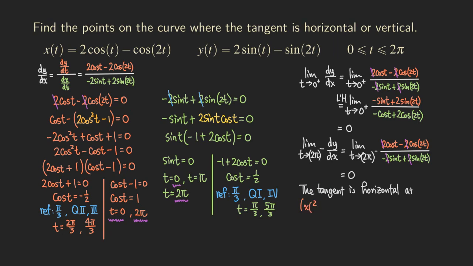We're going to get x of 2 pi over 3, and then y of 2 pi over 3. So that's one point. And then the other point is going to be 4 pi over 3, so you get x of 4 pi over 3, y of 4 pi over 3. And then there should be more, right? There was also the 0, so that's x of 0 and y of 0. In fact, you're just going to get the same point when you plug in 2 pi, so I'm not going to list that here.